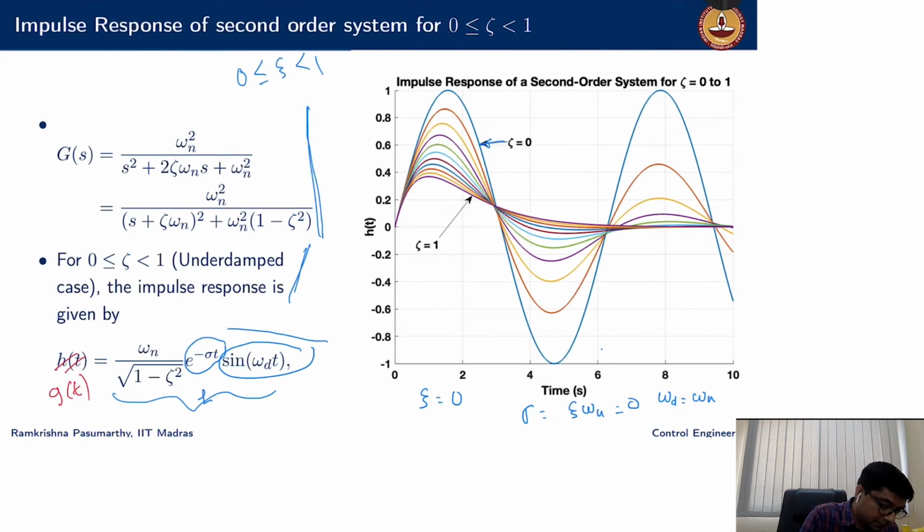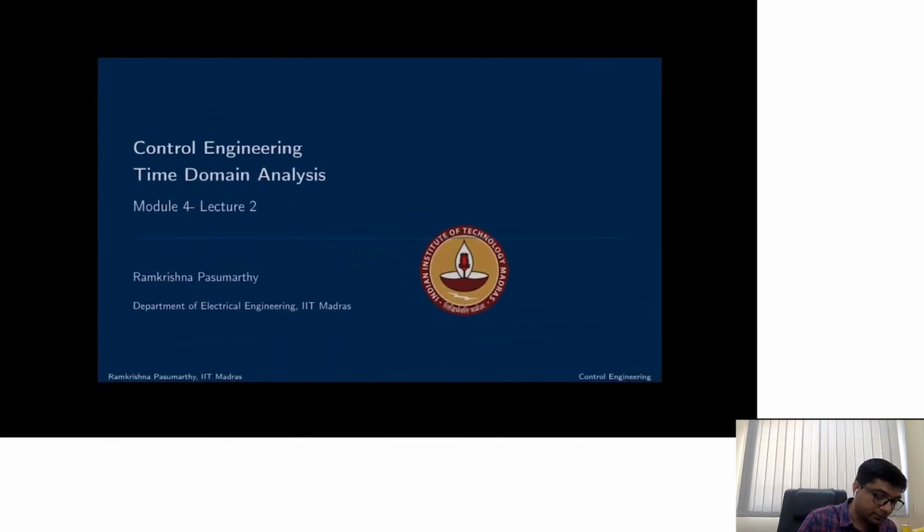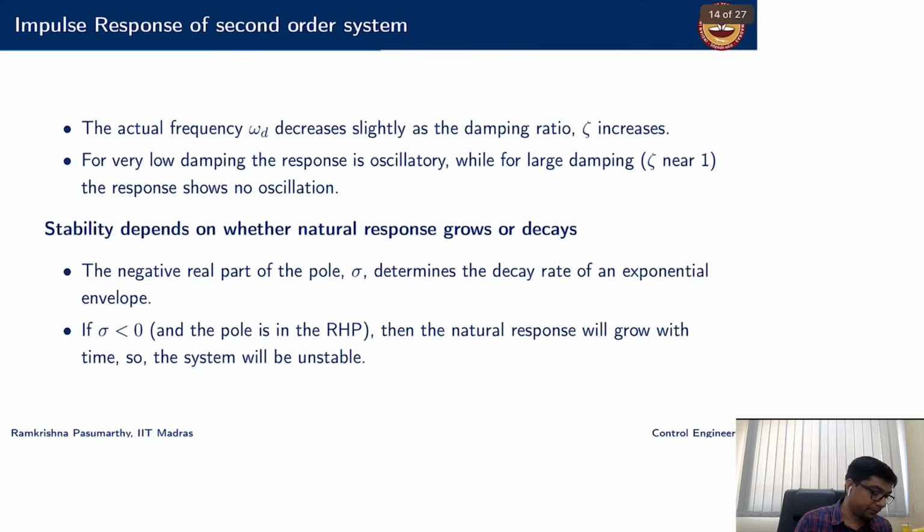So this behavior is seen for zeta which is strictly less than 1. When zeta becomes 1, my roots become real, and then I no longer have an oscillatory response. But for now, whenever zeta is between 0 and 1, I see a response which has damped oscillations.